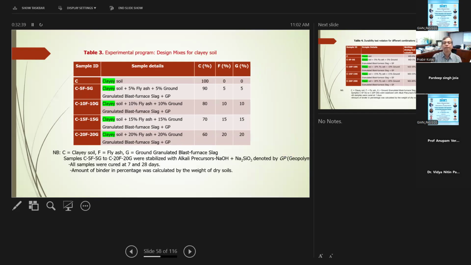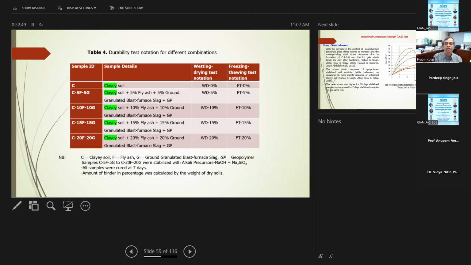This is for the experimental test, as I mentioned, for design mix. So this is the combination for wetting-drying and freezing-thawing. WD0 means basically just pure clay, nothing added. Freezing-thawing, FT0, is also 0% only for the clay. If we have WD5, it means 5% fly ash, 5% GGBS and geopolymer. WD is wetting-drying and FT is for freezing-thawing. These are the combinations we used and the notation.